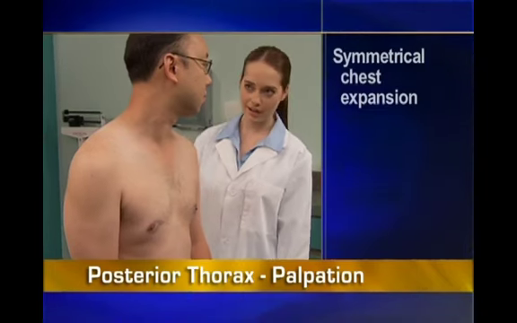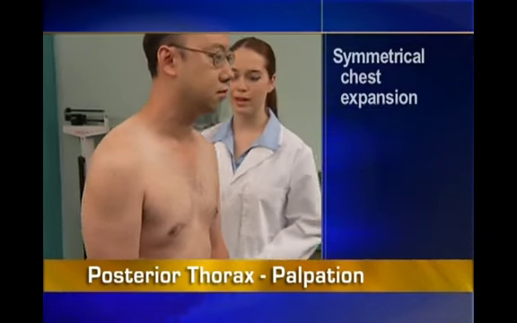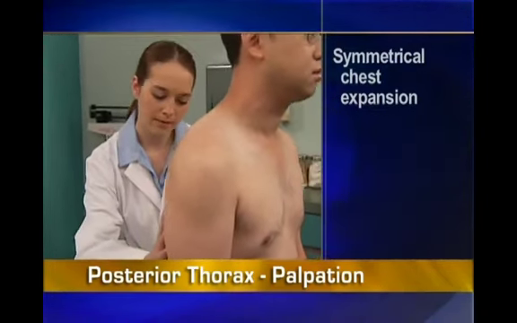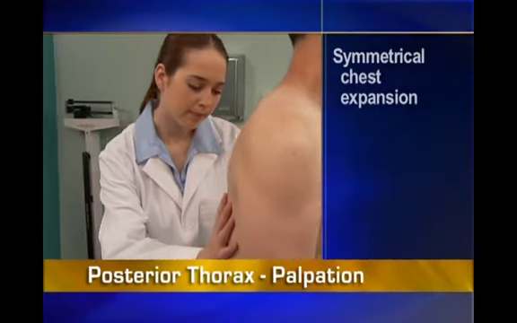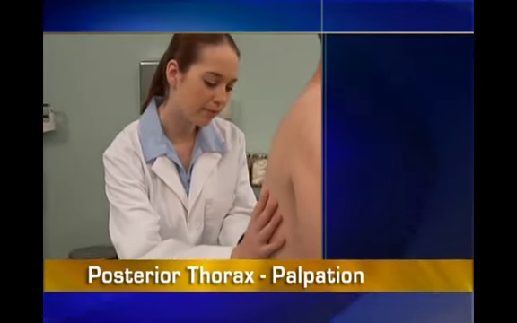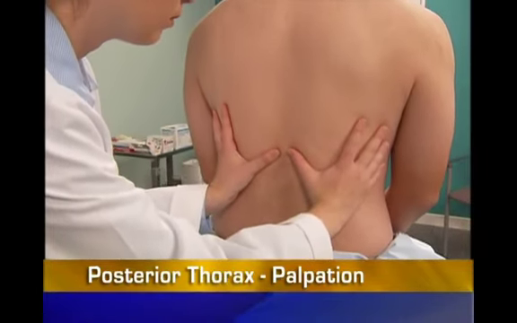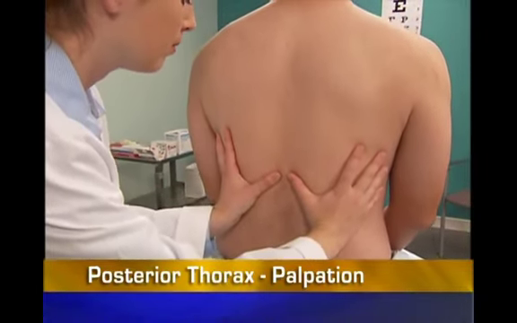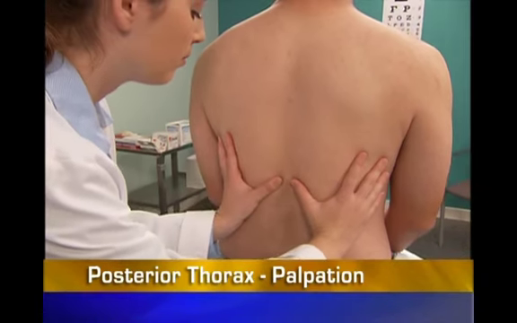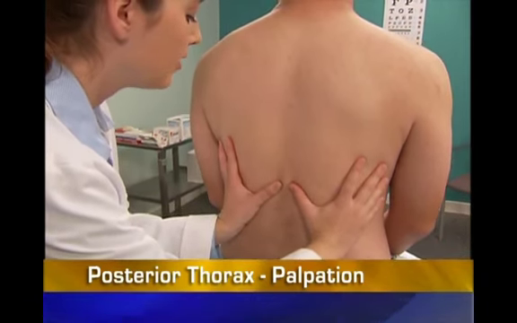Okay, now I'm going to place my hands on your back and have you breathe normally for me. Begin palpating the posterior thorax by confirming symmetrical chest expansion. Place your hands on the posterolateral chest wall, with your thumbs at T9 or T10. Slide your hands toward each other to pinch up a small fold of skin. Take a deep breath for me.